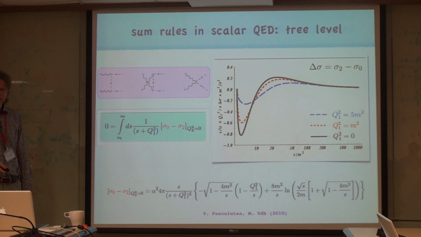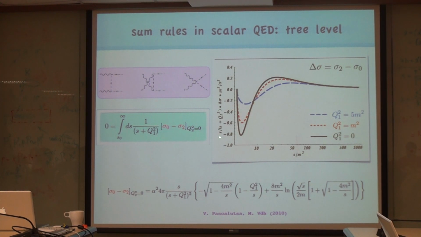So if you calculate scalar QED at tree level, it's the simplest calculation you can do. Imagine these are spin 0 particles. The two photons couple to this charged particle by three diagrams: basically the direct, the cross diagram, and then for gauge invariance you have a contact diagram. And you can calculate these cross-sections. Actually, this difference of cross-sections has a nice simple analytic formula involving the log and the square roots.